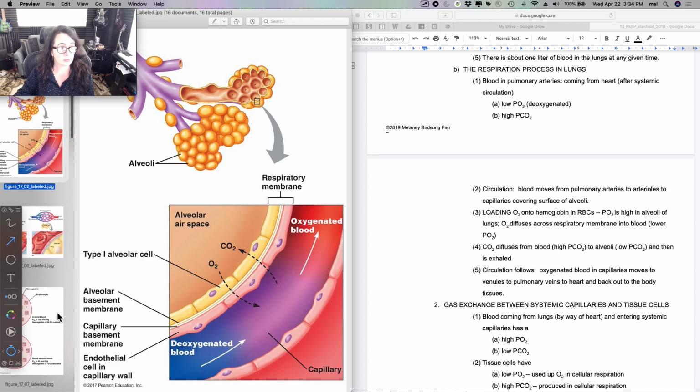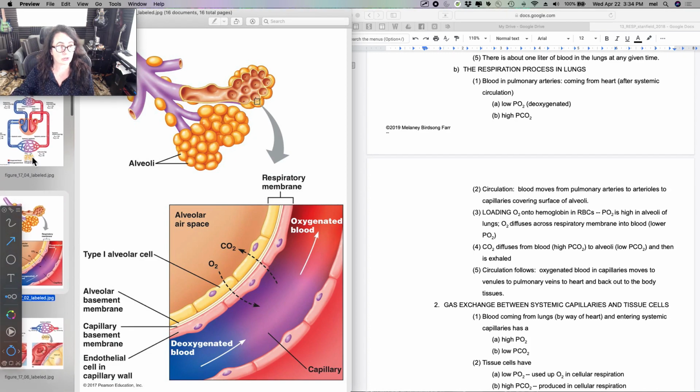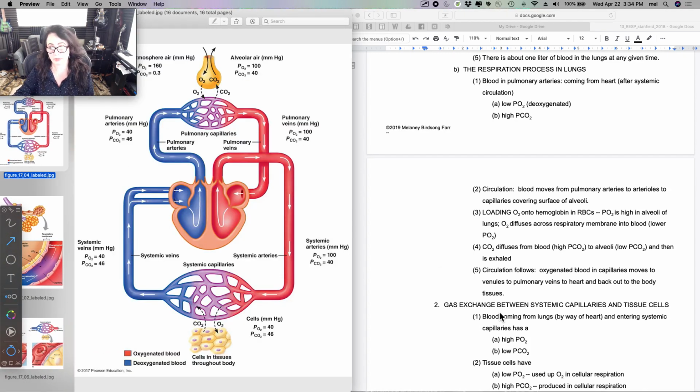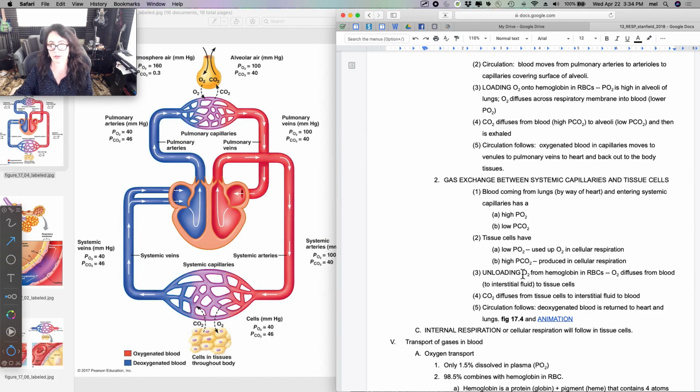So what's going to happen when you send it back into systemic circulation is kind of exactly the opposite. We don't have any alveoli to deal with it, of course, but the blood that's coming from the lungs goes into the left side of the heart and then gets pumped into systemic circulation. All of the blood here is going to be relatively high PO2 and relatively low PCO2. And of course the tissue cells, because they're constantly working, are going to have low PO2 because they're using it up, and high PCO2 because they're generating it, both from cellular respiration.